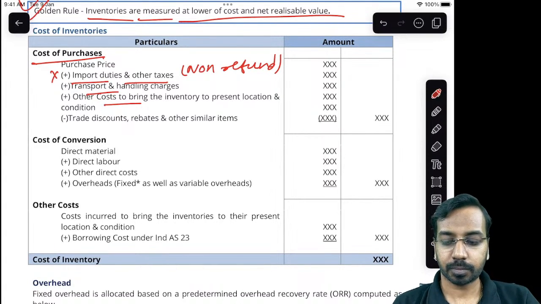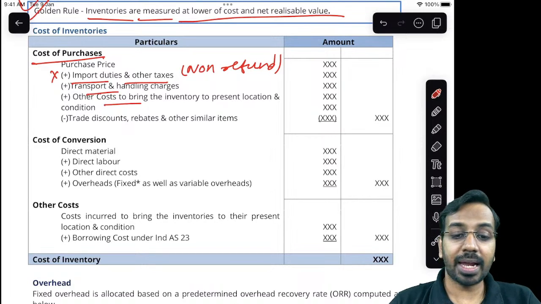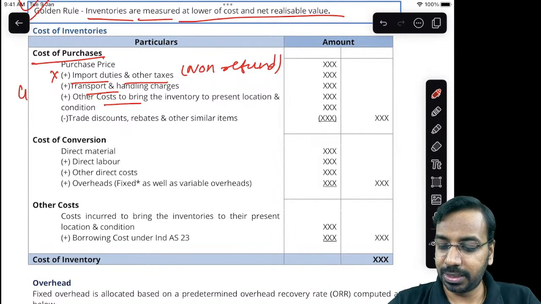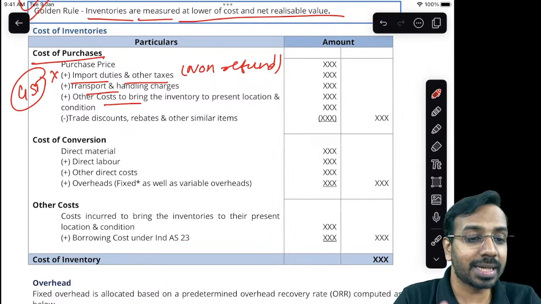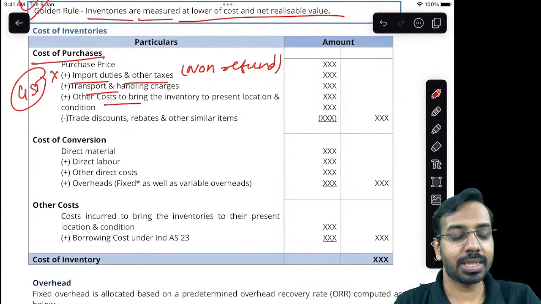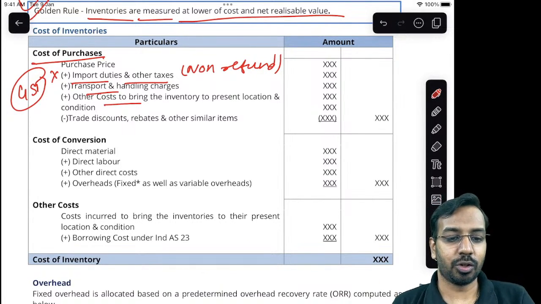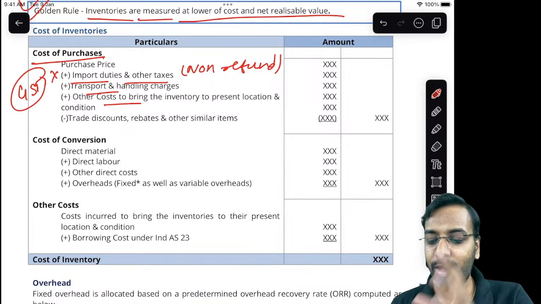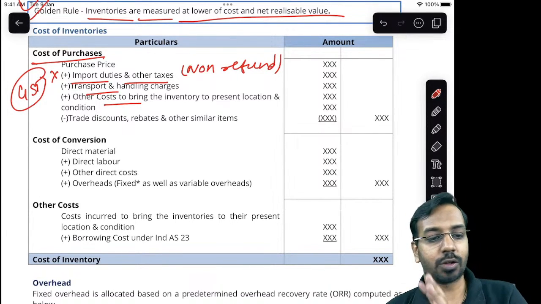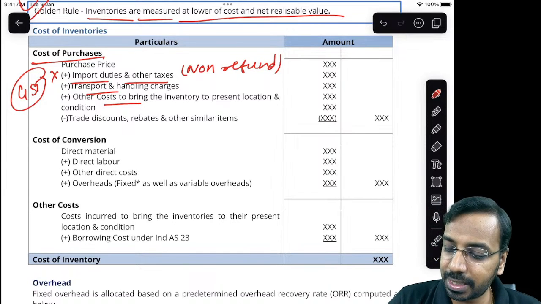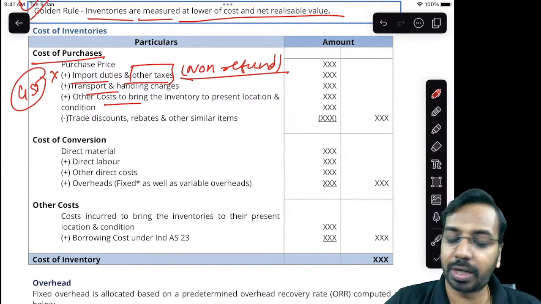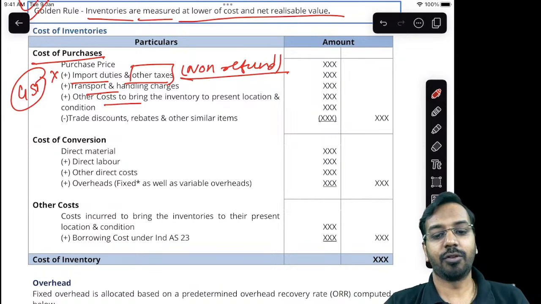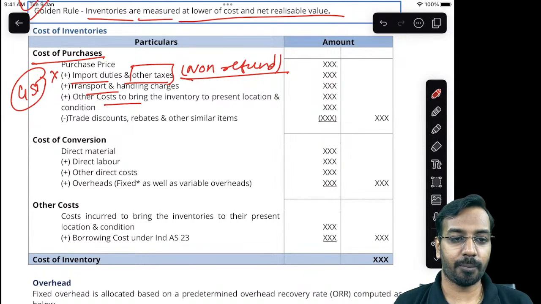Now, if there are refundable taxes, for example, GST, refund is not physical refund only. Refund also means if you get input tax credit. So if you get input tax credit, that will also not be included in the cost of purchase. Always remember, if it is taxes, it should be non-refundable. If you get input credit, if you get refund, that will not be included, right?